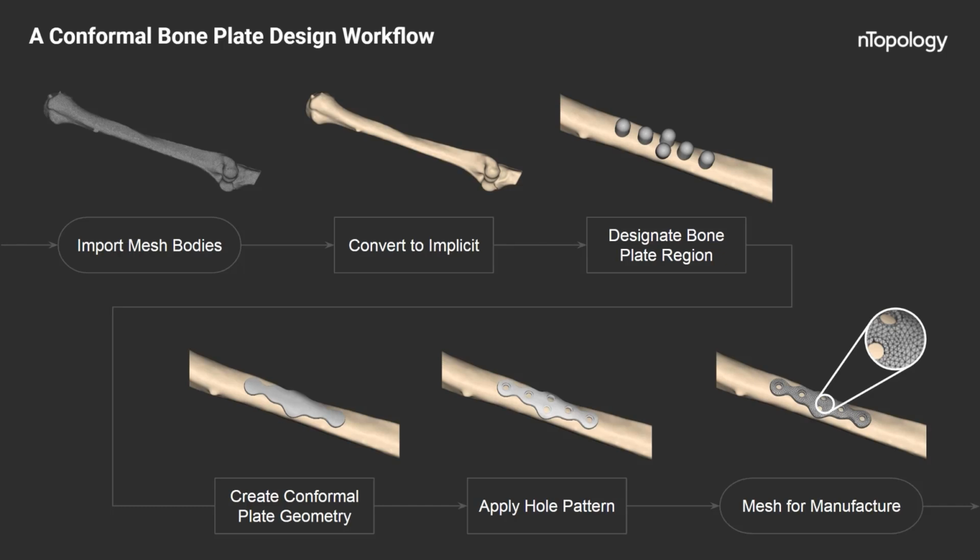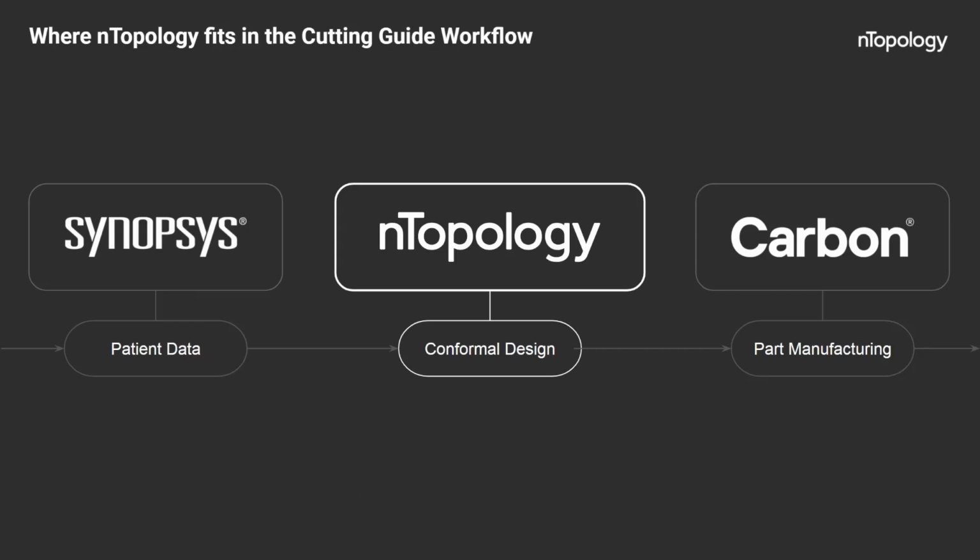A design like today's tibia cutting guide follows very similar principles to our approach of creating conformal bone plates. As I said before, the success of topology relies on high-quality mesh data from Synopsys. From there, the topology design workflows reference this mesh data to create a patient-specific and conformal solution. And Carbon ultimately closes the loop by manufacturing a high-quality component using their cutting-edge manufacturing technology.